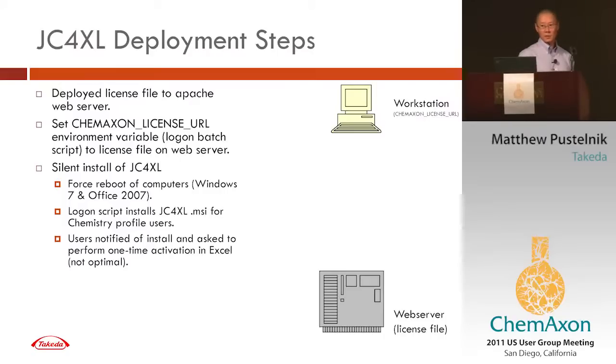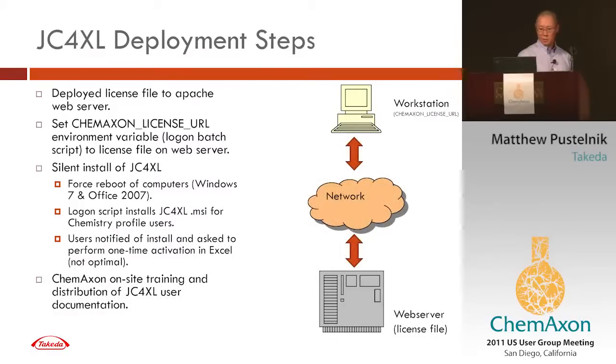And then the users would then log in, and what this would do is install the JChem4XL MSI file and everything based upon the chemistry profile users. And then users were notified just to activate the plugin. That was probably not optimal, but I think most of our users were able to click the one button. It was real easy to do that. So that was done through the network.